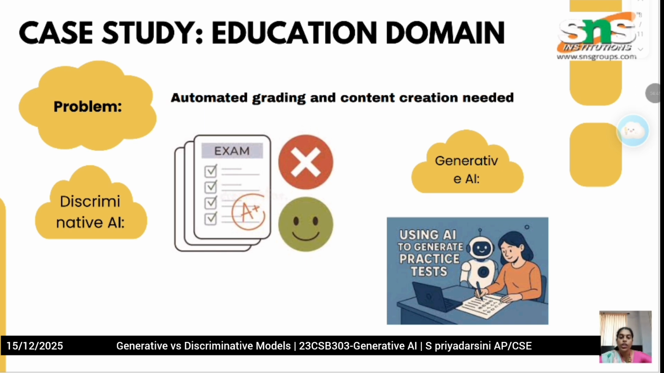Consider a case study in the educational domain. An institution needs both automated grading and content creation. Discriminative AI automatically grades answers, classifies students' performance, and predicts pass or fail outcomes. Generative AI creates question papers, generates explanations and summaries, and produces practice problems and feedback. This shows how both models can complement each other in a real system.